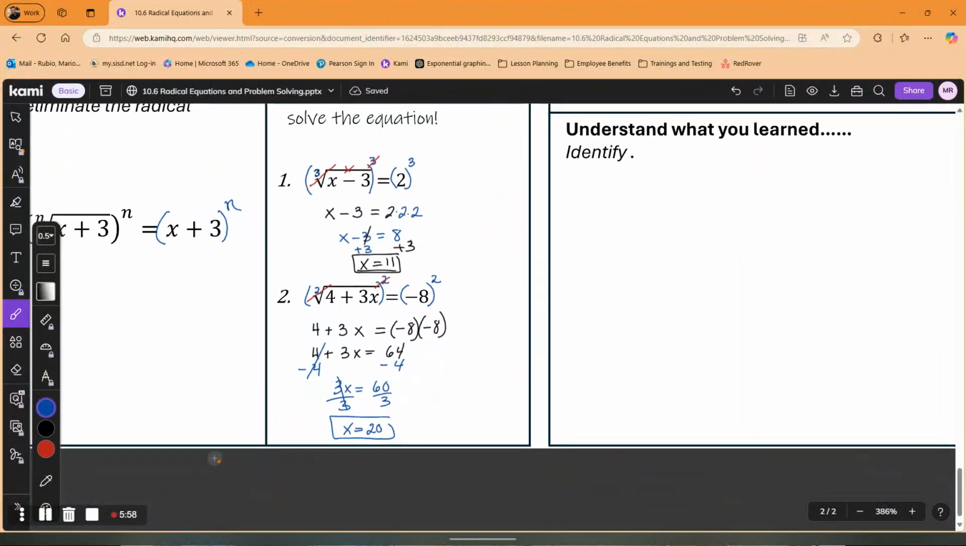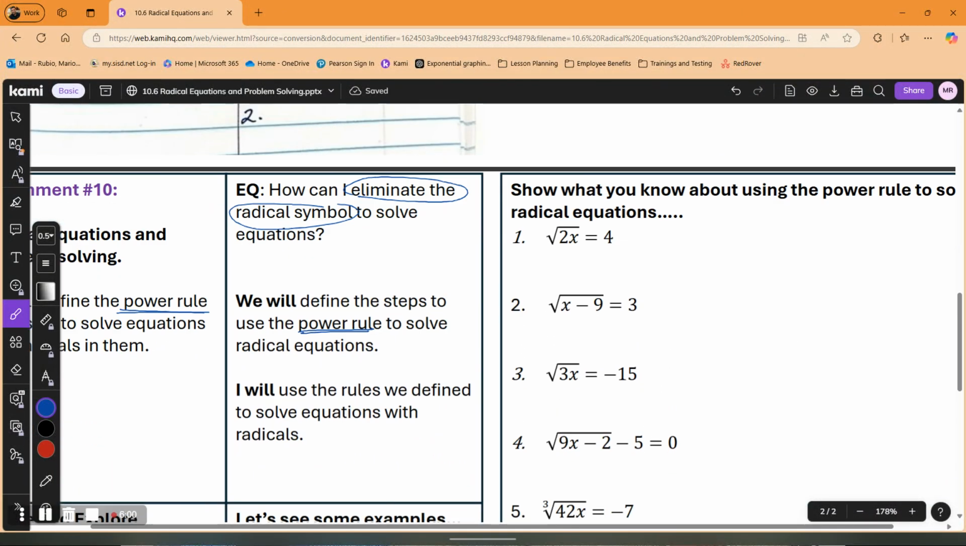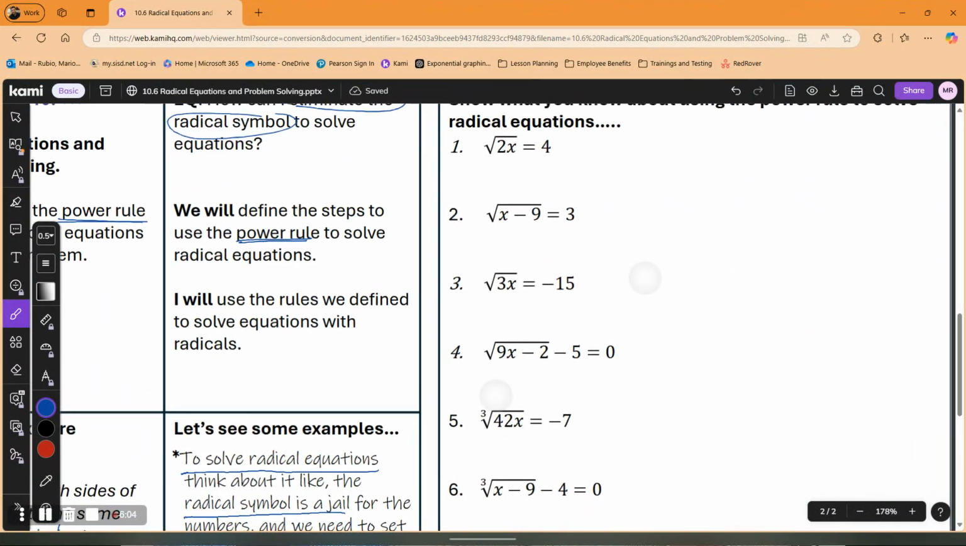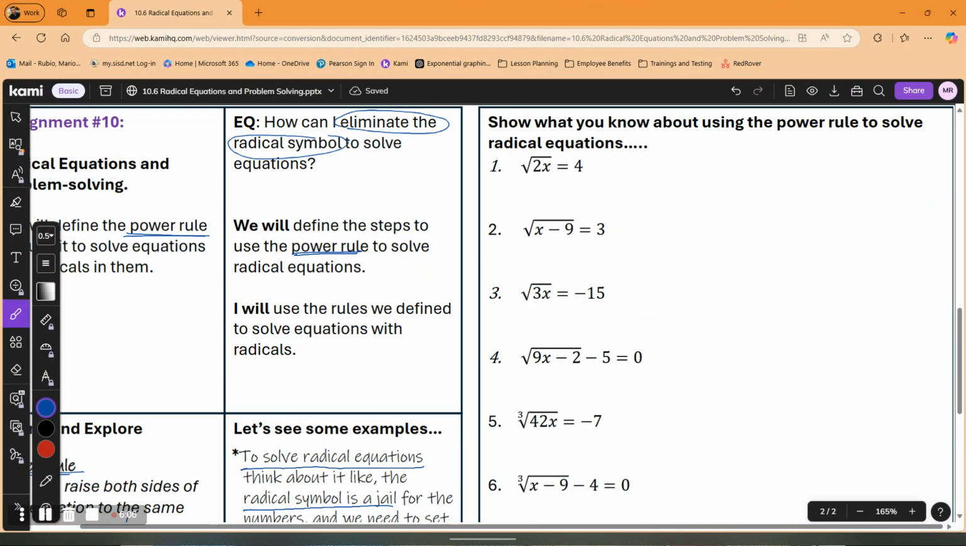Okay, I want you guys to look at these 6 problems. I'm going to put them right here. Write down all 6 of these problems and solve them in your notebook. We're going to work on this today, and I'll give you some time on Tuesday to work on these. 1, 2, 3, 4, 5, 6 problems. Write these down in your notebook.